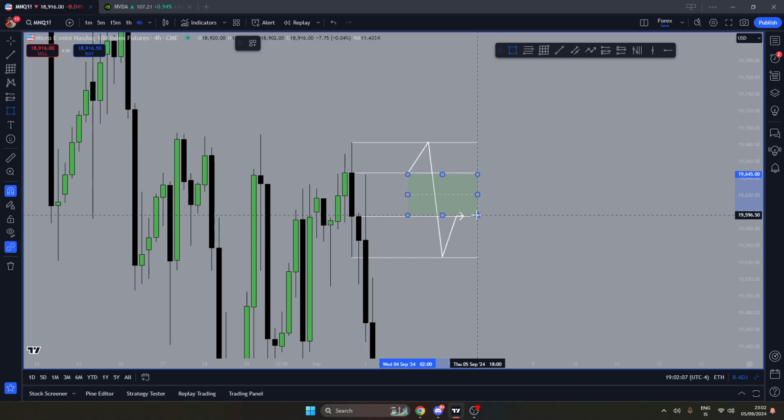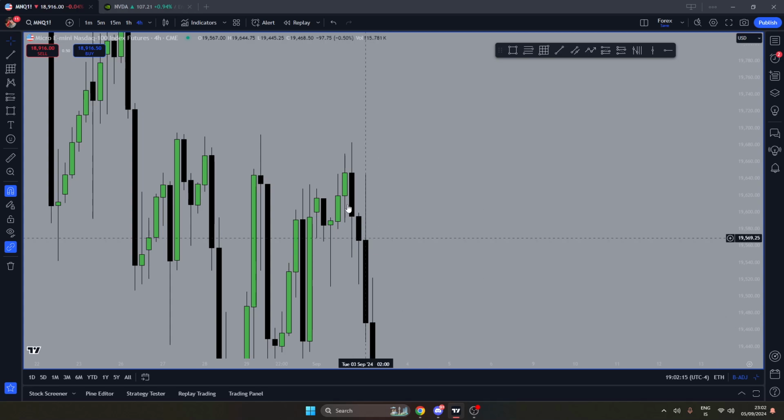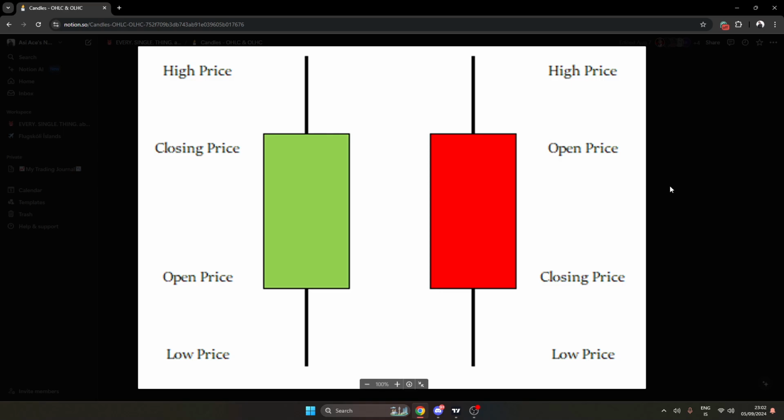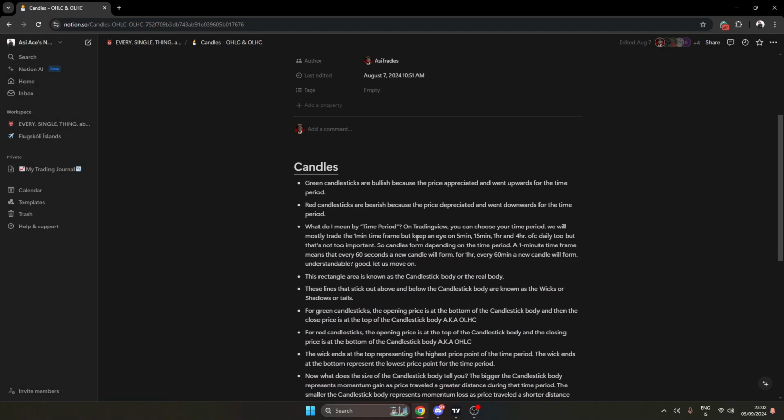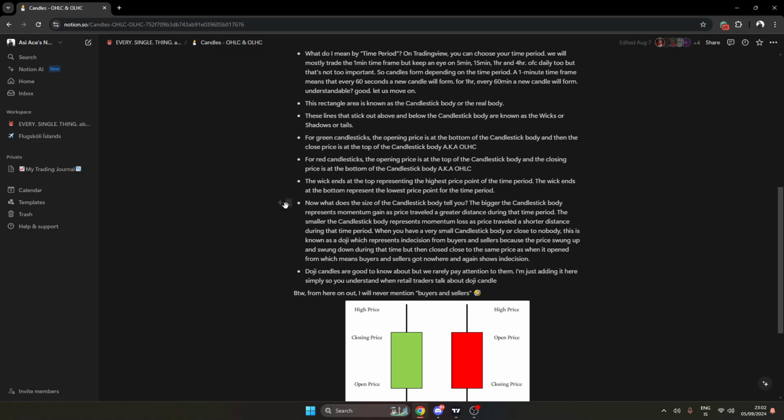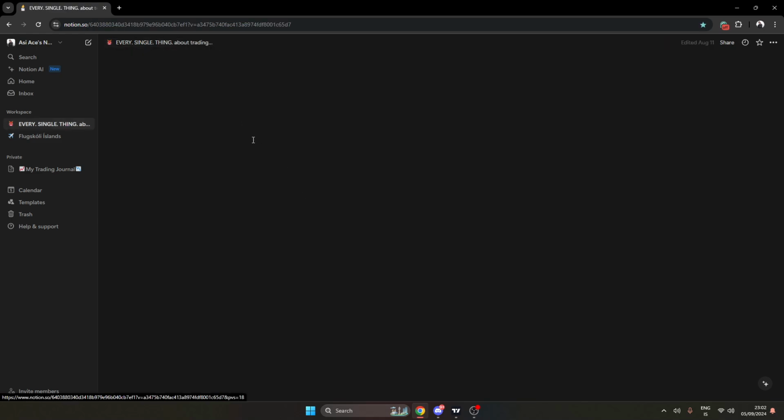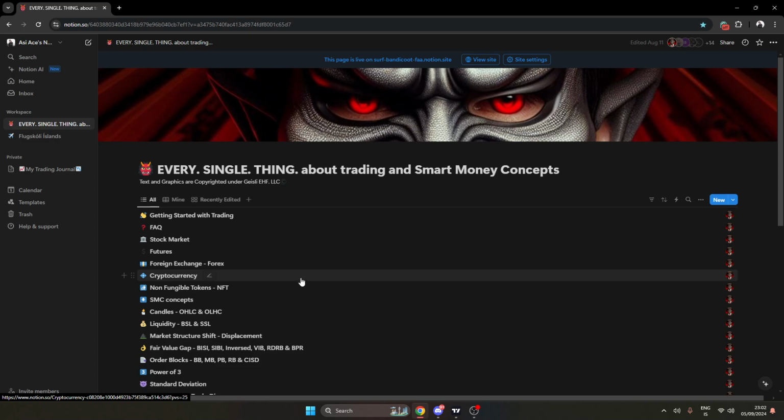So this right here is the body, and then these are the wicks. You guys need to know this. If this seems difficult, repeat this video. So those are candles. I don't know what to explain besides that, because Power of 3 will explain candles a bit more.